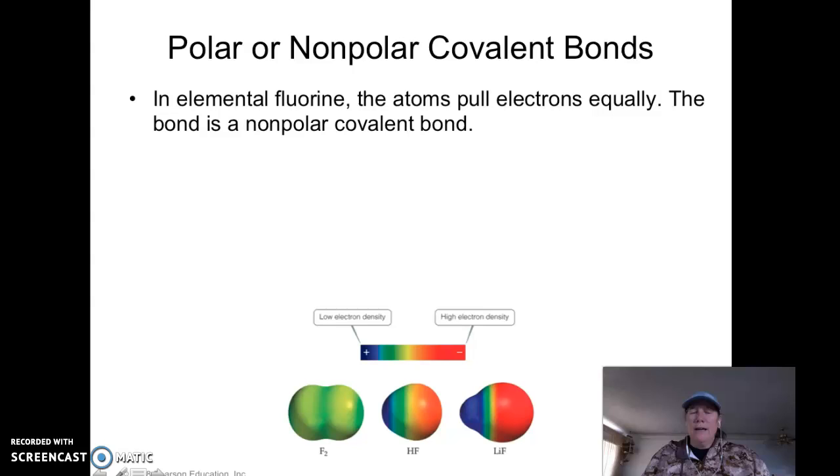On this one, hydrogen and fluorine, hydrogen is much smaller, obviously, than fluorine because fluorine has 7 electrons and hydrogen only has 1. So the electrons are found more on one end than the other. So this ends up being a positive end and this being a negative end. So this is a covalent bond. They are sharing the electrons, but they're not sharing them equally.